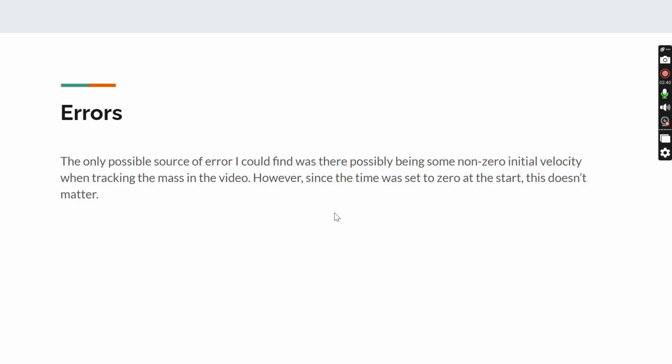The only source of error that I could find was that there possibly being some non-zero initial velocity when tracking the mass in the video. But since the time was set to 0 at the initial position, it doesn't really matter.